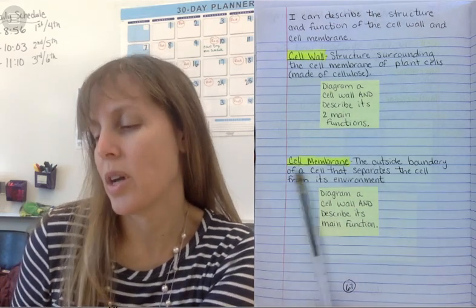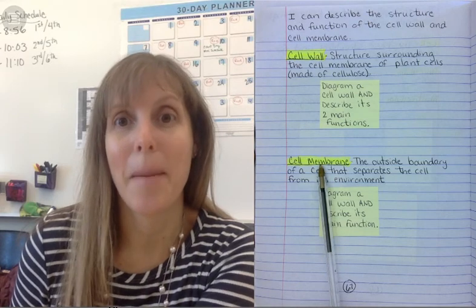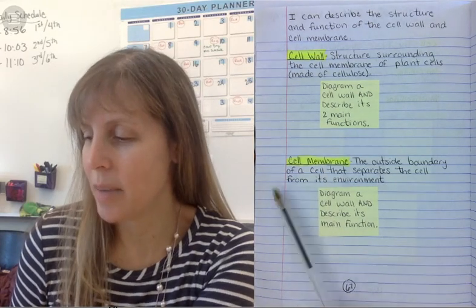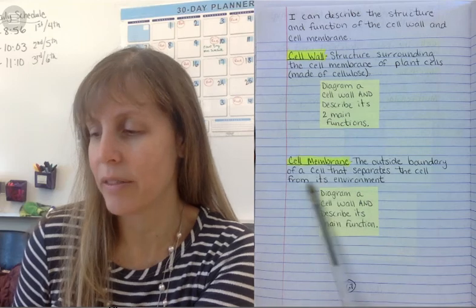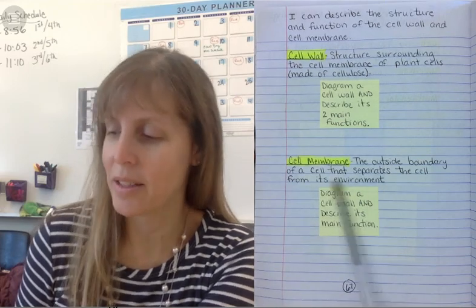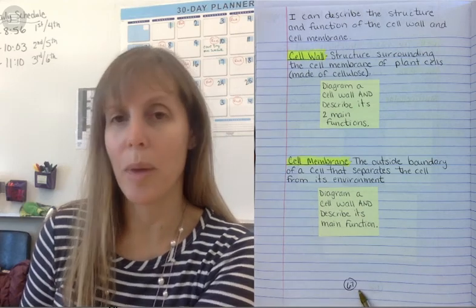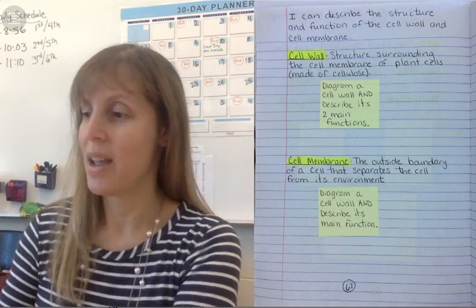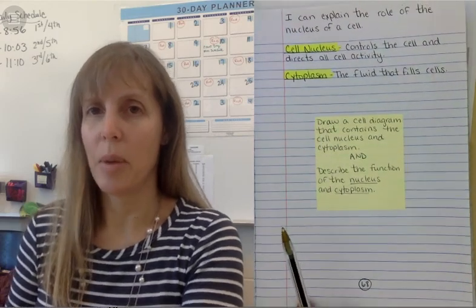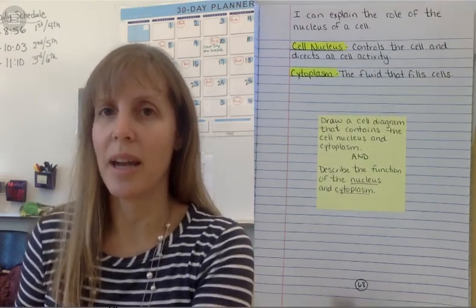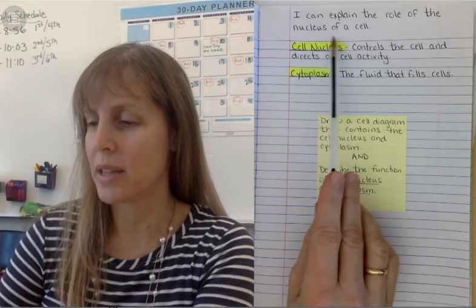The next thing we're going to talk about is a cell membrane. Say it with me, cell membrane. It's the outside boundary of a cell that separates the cell from its environment. And I'm going to ask you to diagram a cell membrane and describe its main functions here. We are on notebook page 67. We are going to do one more notebook page today, notebook page 68, the learning target being I can explain the role of the nucleus of a cell.